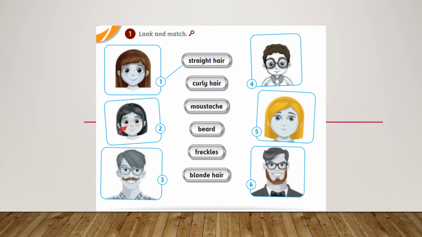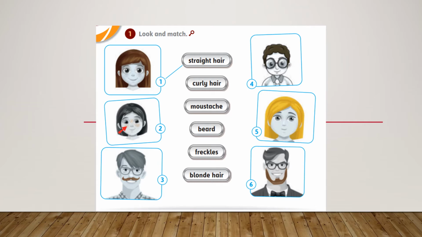What you can see here, 6 pictures, and we want to describe the physical appearance of these characters. How they appear, their hair, their face, if they have a beard, anything like that. Number 1, as you can see, is done for you. This girl has straight hair. Very good. Her hair, as you can see, is straight.